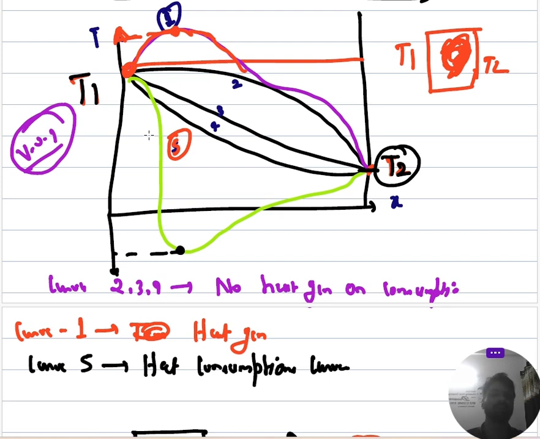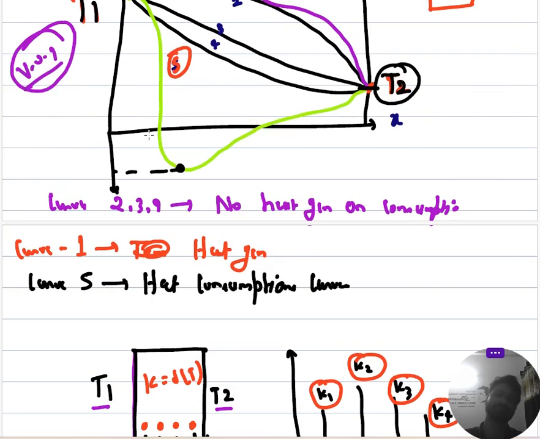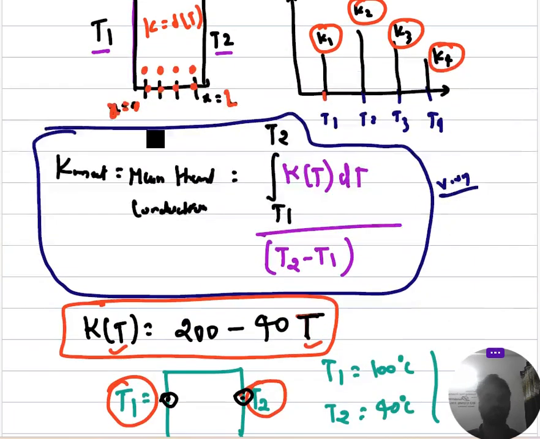So obviously the graph shows there is a heat consumption in the solid, as well as that thermal conductivity is a function of temperature. Okay, so this will be the case. Okay, that is very important.